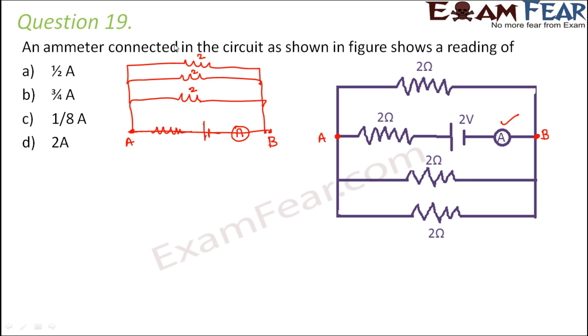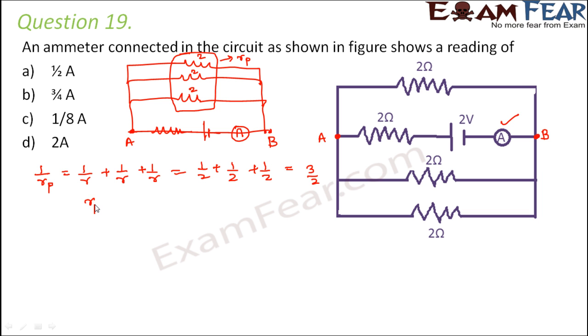Now we want to calculate the equivalent resistance of the circuit. Very clearly we can see that these 3 resistances are in parallel. So we can calculate the equivalent resistance of these 3 resistances: 1 by R parallel is equal to 1 by R plus 1 by R plus 1 by R, which is 1 by 2 plus 1 by 2 plus 1 by 2, that is 3 by 2. Therefore, R parallel is equal to 2 by 3 ohms. So you have calculated this entire part.